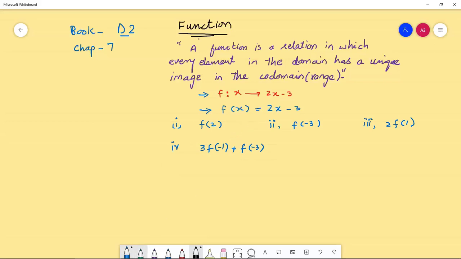So the solution of the first part: we have to find f of 2. How can we find f of 2? Look at this. Write f of 2, and after this you have to write f of x, which is equal to 2x minus 3. It means if you want to find f of 2, where x occurs you have to put 2 instead of x. This is the value of x. You have to replace x with 2. So I will replace x with 2.